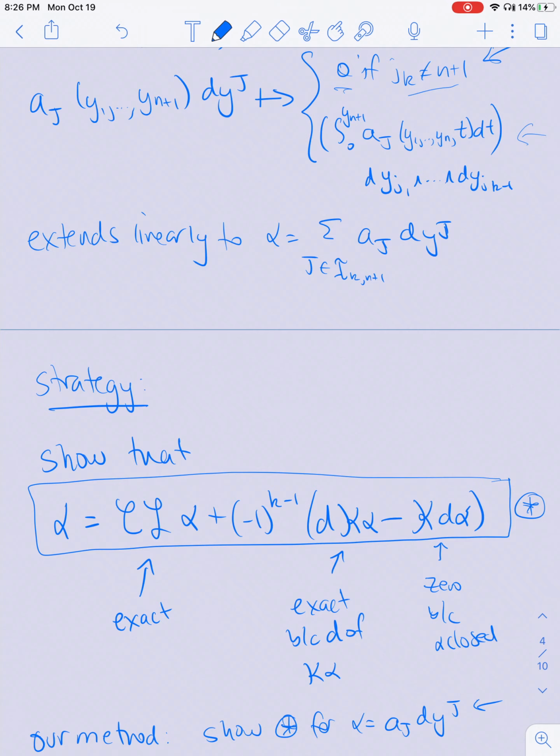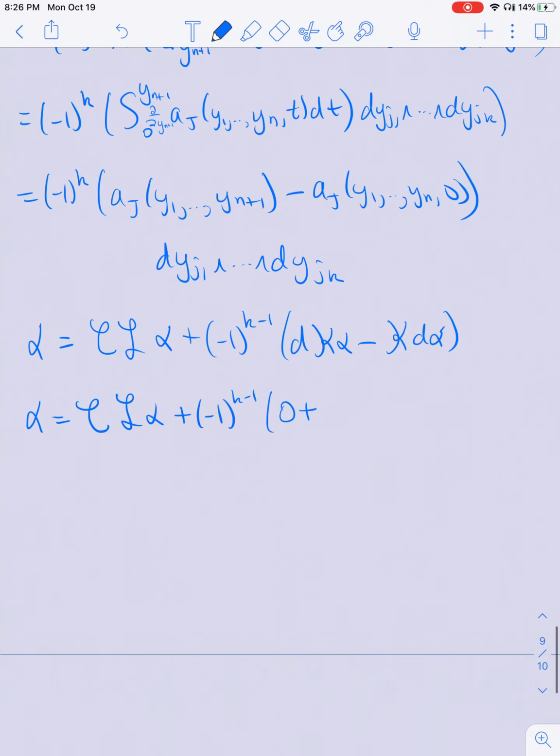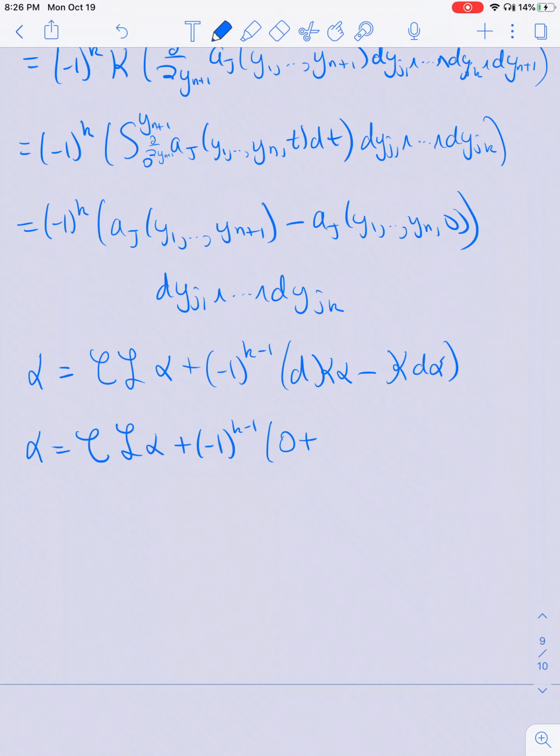Okay, so if we go back to what we were doing, so this is just going to be k d alpha, which is -1 to the k, a j dy j, minus a j at y1 through y n, 0 times dy j as well.